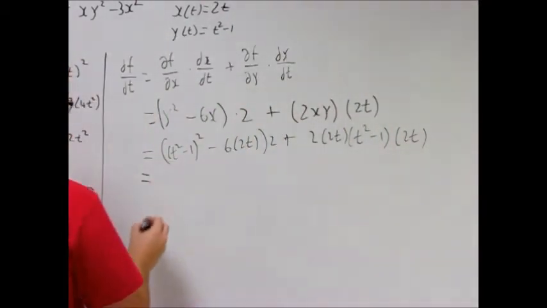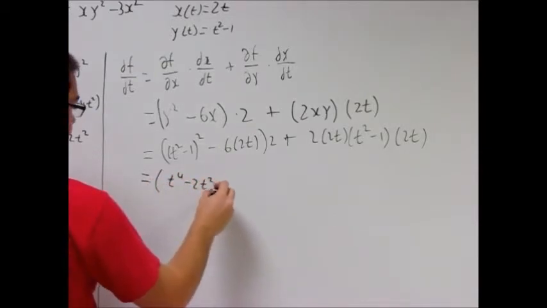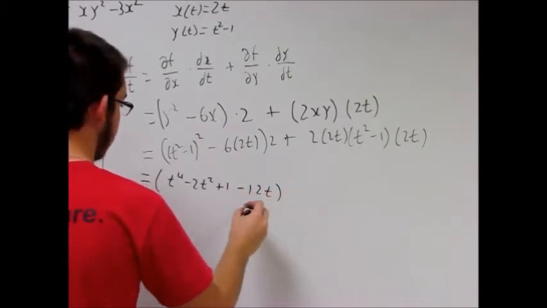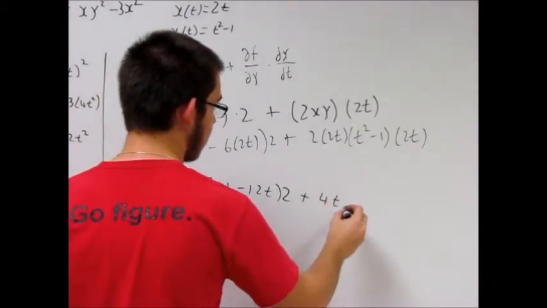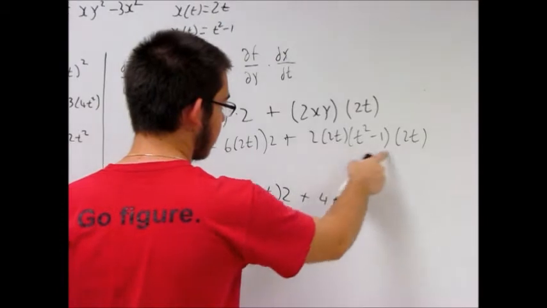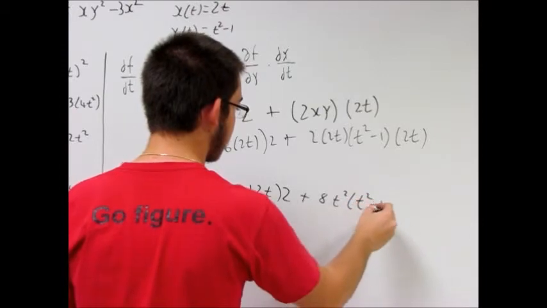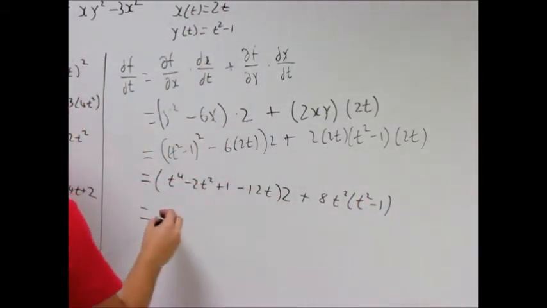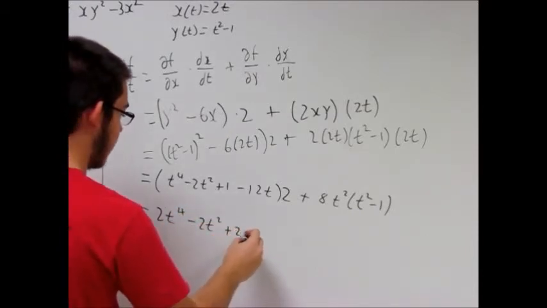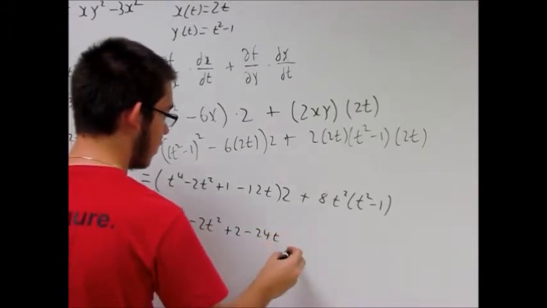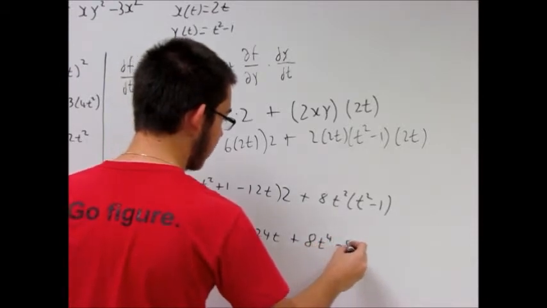So if we simplify this, we should get t to the fourth minus 2t squared plus 1 minus 12t, that's 12 times 2, plus 4t times 2t, that will become 8t squared, t squared minus 1, and we just put this in here, it's 2t to the fourth minus 2t squared plus 2 minus 24t, plus this becomes 8t to the fourth minus 8t squared.